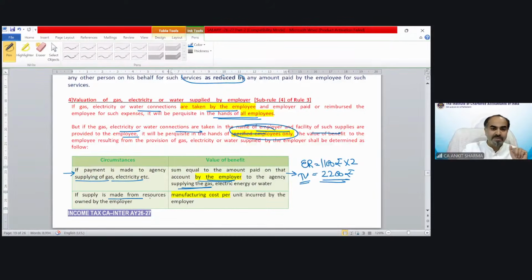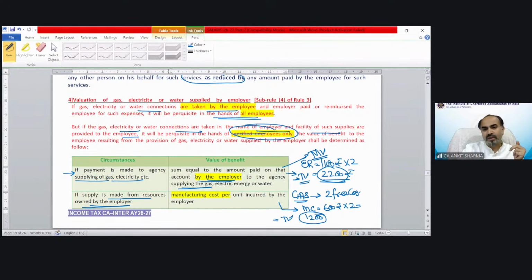Now suppose the supply is made from resources owned by the employer. Suppose you are working in a gas cylinder company. And now the employer says we will provide you 2 free gas cylinders. Now these gas cylinders need not be purchased from outside because this is the product the employer is manufacturing. So now the market value would not be the taxable value. In the first case, it was the market value because whatever you pay to the outside agency would be the taxable value. But because you are manufacturing it yourself, then the manufacturing cost, suppose it is 600 rupees per cylinder, so if the employer is providing from his own resources, in that case this 1200 rupees would be the taxable value in your hand.